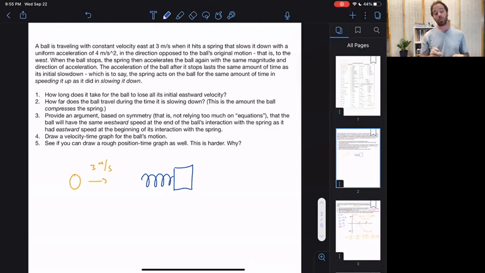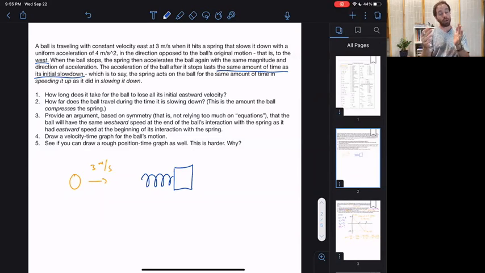Well, obviously, the ball is not going to get sped up by the spring initially. When it hits the spring, it will compress the spring and then it'll slow it down, and then it will get sped up as it gets launched back in the opposite direction. So the acceleration that the spring imparts to the ball is to the west. When the ball stops, the spring then accelerates the ball again with the same magnitude and direction of acceleration. The acceleration of the ball after it stops lasts the same amount of time as its initial slowdown.